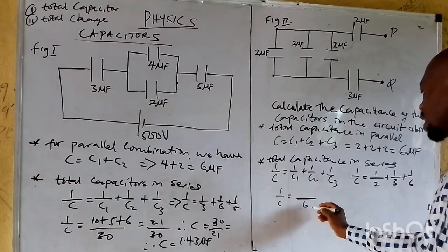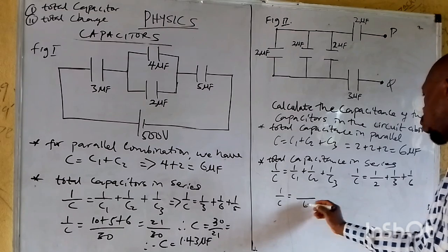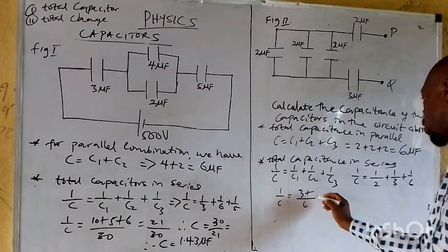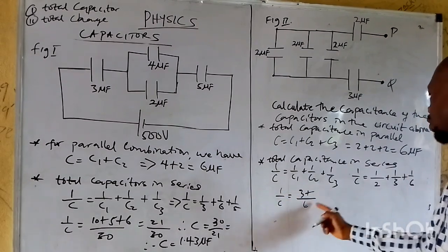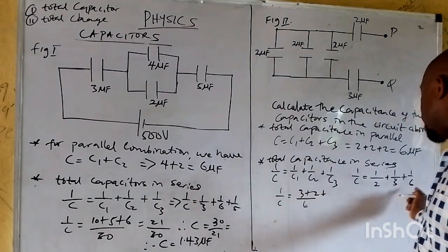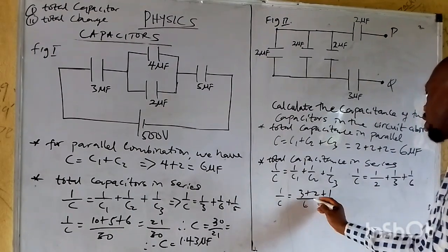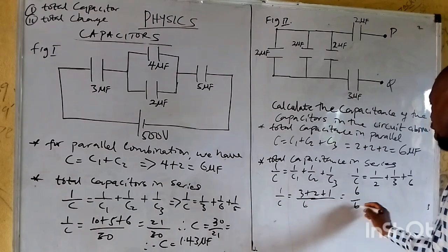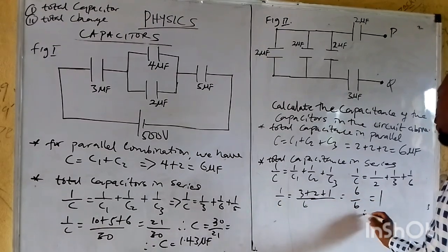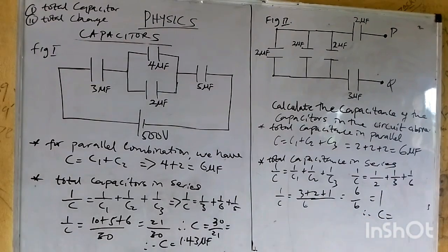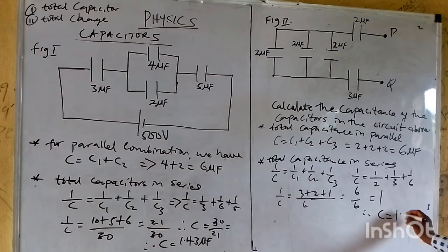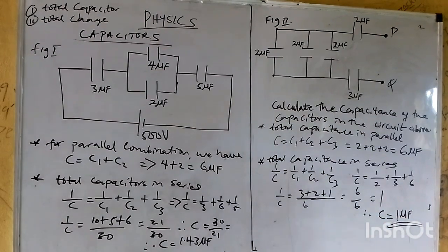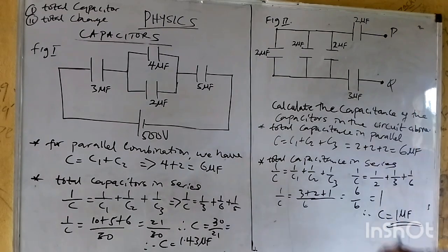into 6 is 3. 3 times 1 is 3 plus this into this is 2 plus 6 into 6 is 1. So which will now give us, if you add this up, you now have 6 over 6 and 6 over 6 is 1. Therefore, total capacitance in the circuit is 1 microfarad. And this is our answer.